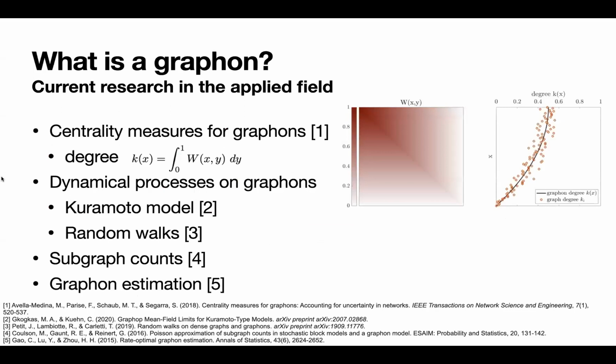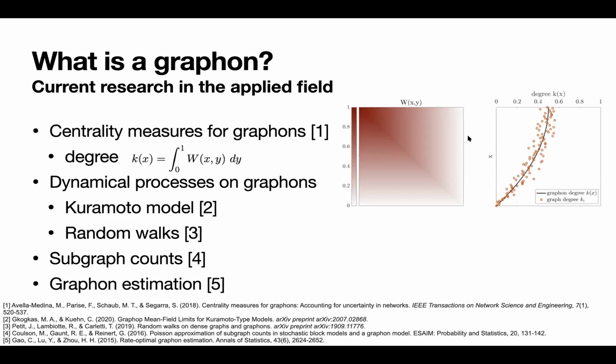So what kind of research is going on in the domain of graphons? Specifically in the applied field, one thing is, for example, centrality measures, where my co-author Michael Schaub wrote a paper. Specifically, something we're going to use later is the definition for the degree. But they also define, for example, eigenvector centrality. Since the nodes are now defined in the space from 0 to 1, we can define the degree of each node position just as the integral over the graphon function.